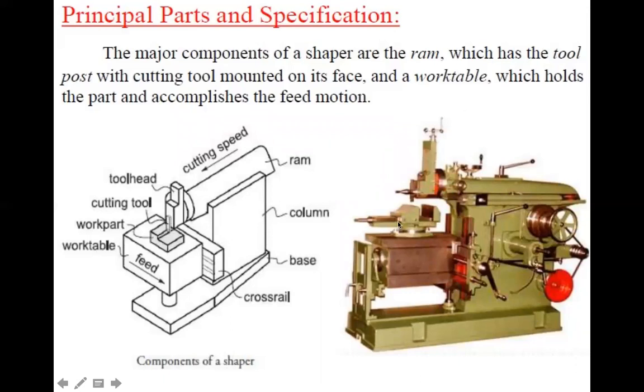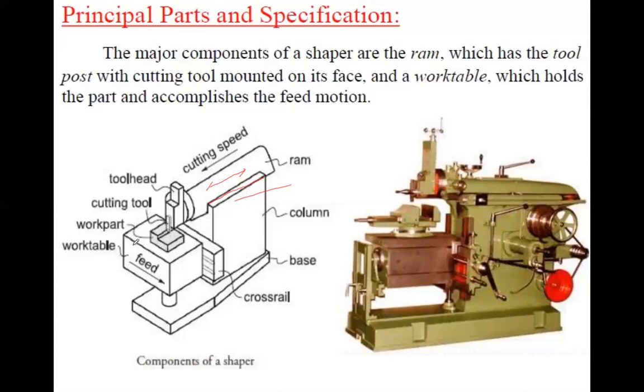The major component of the shaper is the ram. The ram is a basic device, and it is reciprocating in its position. It's moving forward and backward in this direction. When it is moving, in the front portion the tool post is connected. This is called a tool head, or the tool post. In this tool post you are fixing the tool, and this is a typical workpiece.